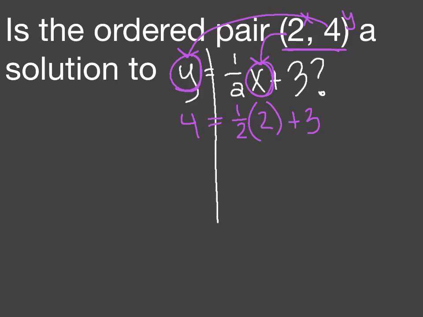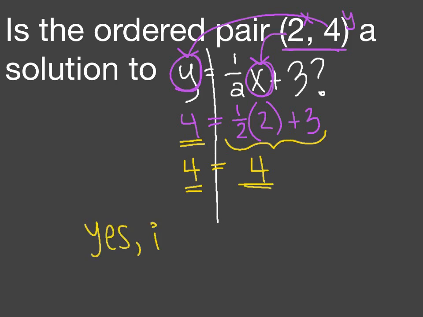And now what I'm going to do is calculate. I'm going to see, does this side calculate out to be 4? If it does, then this ordered pair is a solution. If it does not equal 4, then this ordered pair is not a solution. So if I calculate this out, 1/2 times 2 plus 3, I get 4. So because it did equal out to be 4, and both sides of this equation are equal, this ordered pair is a solution. So I'm going to write yes, it is a solution.